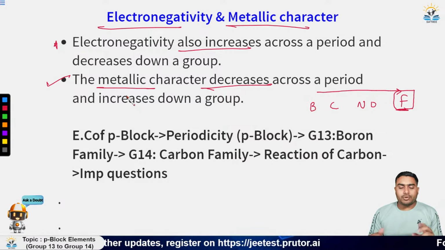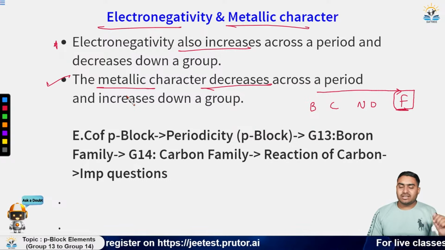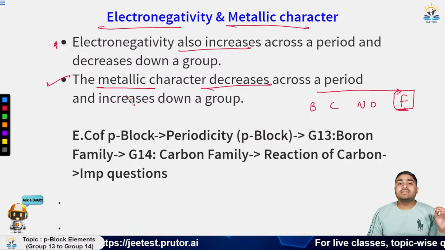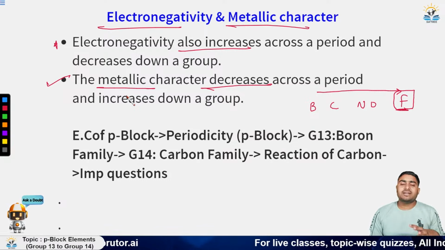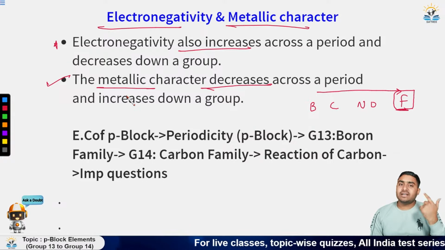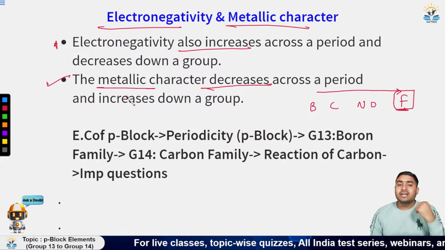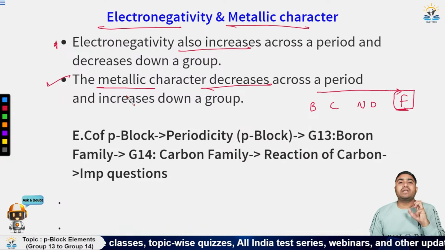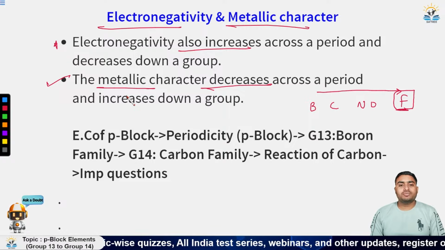So I am summarizing the points. Left to right, Z effective increases, ionization enthalpy increases, size decreases. If size decreases, metallic character decreases. If metallic character decreases, non-metallic character increases, because acceptance of electrons will increase.